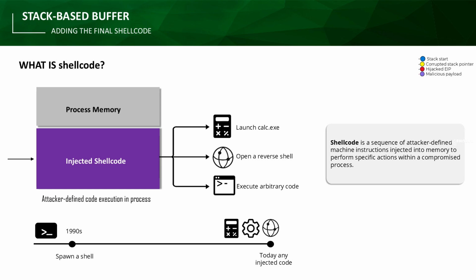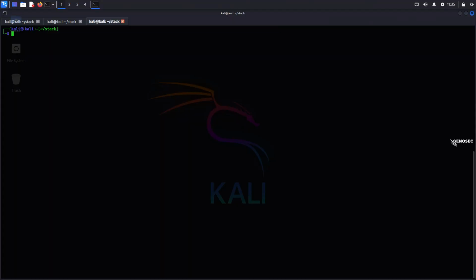In our case, we'll start with a simple payload, launching the Windows calculator. This proves that we can reliably execute injected code within the context of the VLC process. We'll use Metasploit's msfvenom utility to generate our shellcode. This tool enables us to create platform-specific payloads, apply encoding, and exclude any bad characters we previously identified.